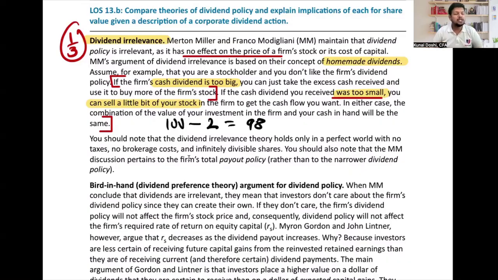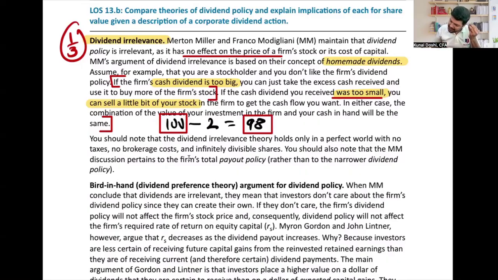So a very important thing they were trying to say is that how does it matter if the company does not give dividend, what its share price is? 100. If the company pays dividend, its share price is 98, but you have $2 received in cash. So the value of the company or the benefit to the shareholder is exactly the same. It does not make any difference.